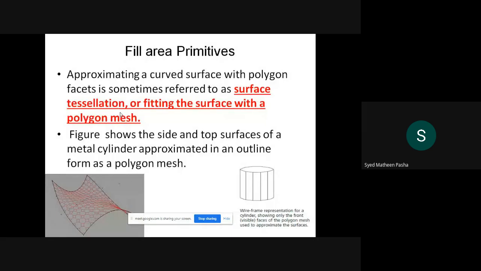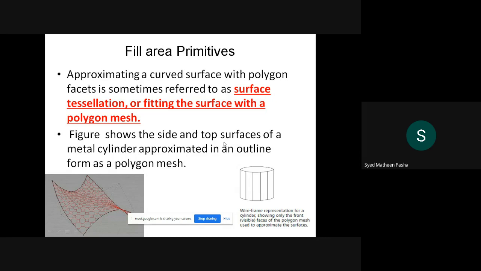Then we'll start with how this fill area is represented. Approximating a curved surface with polygon facets is sometimes referred to as surface tessellation or fitting the surface with a polygon mesh. I can tell this is a type of fill area. If I just display an example, I can consider a cylinder, right, which consists of a fill area of what? These are stripes, which are represented as a fill area inside this particular cylinder.